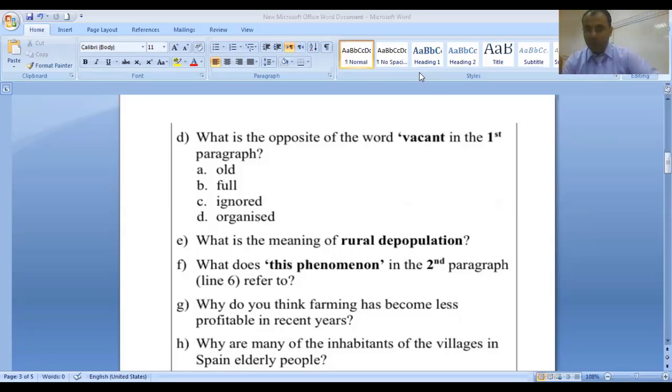Khalid, depopulation refers to a process in which the population density of an area decreases steadily over time. Very good. Rural depopulation, the process affects regions where the rural exports outstrips. Thank you, Khalid. Very good answer. I hope you are not using Google, okay?